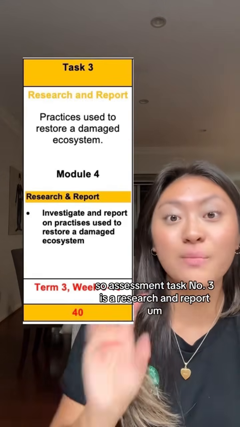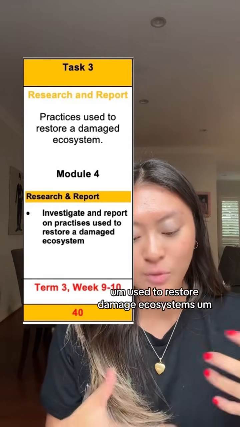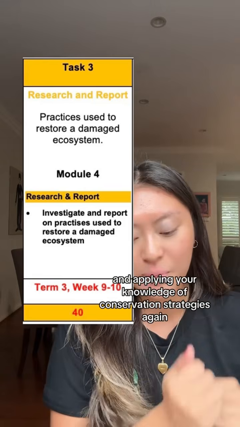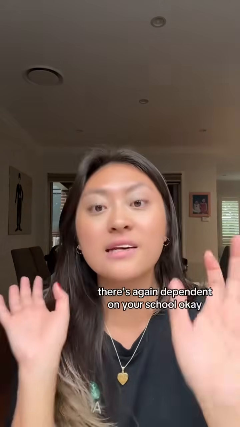So assessment task number 3 is a research and report, and you can expect to investigate practices used to restore damaged ecosystems and apply knowledge of conservation strategies. Again, either of these assessment tasks could be a depth study. It is again dependent on your school.